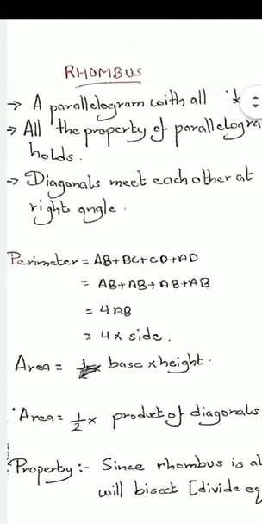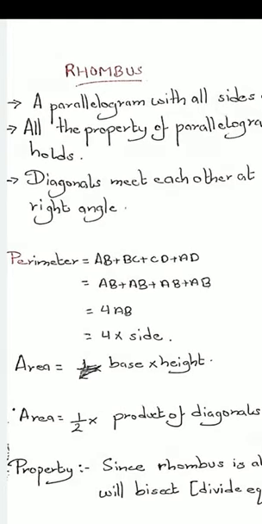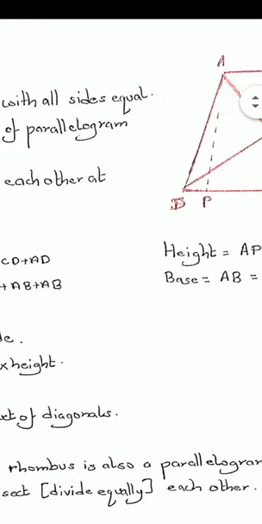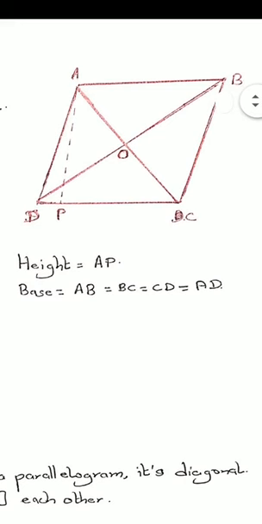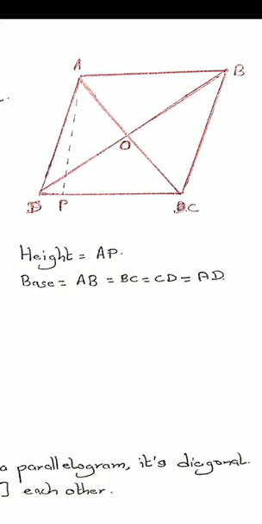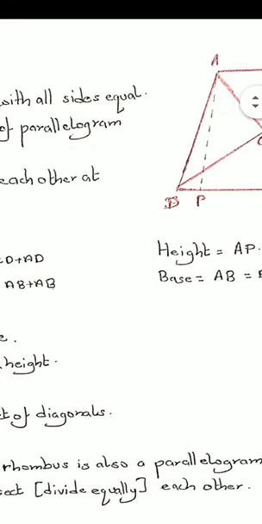And one more thing, in case of a rhombus, the two diagonals will meet each other at right angle. If you see the diagram here, AC and BD are meeting at the point O, and they are meeting with each other at right angle.